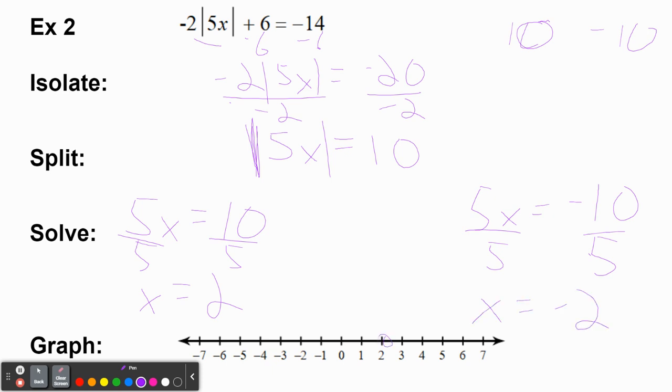And I would show that on my graph by putting a dot on both possible answers. If you were just doing it without a graph, you would probably write something like x equals 2, negative 2, or you could use the word and. Make sure that I see that you know that there's two possible solutions here. Let's go to a third example.